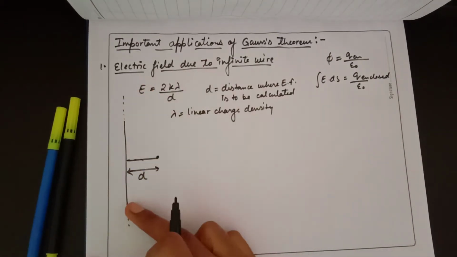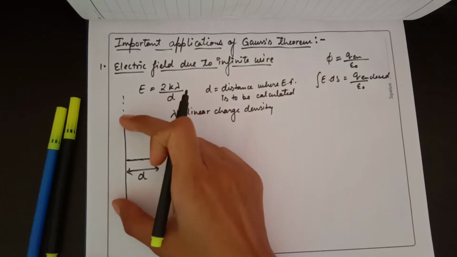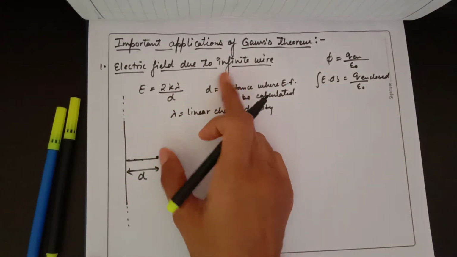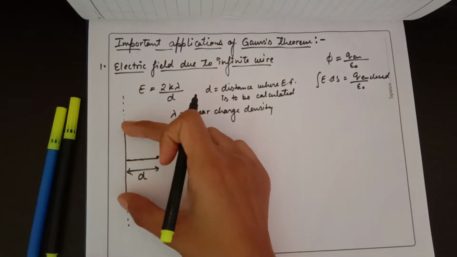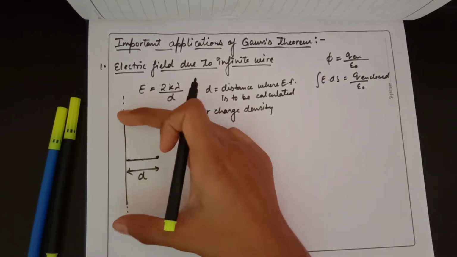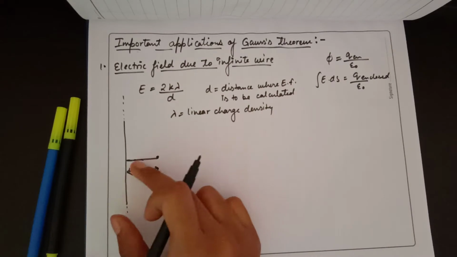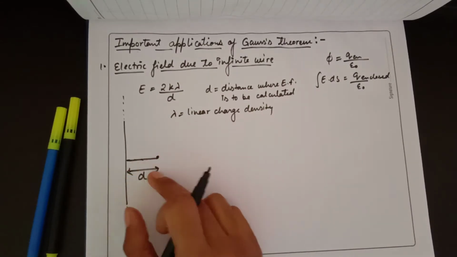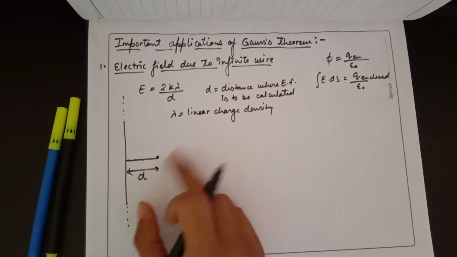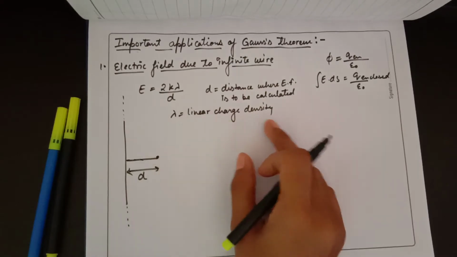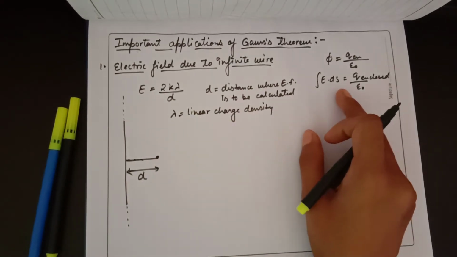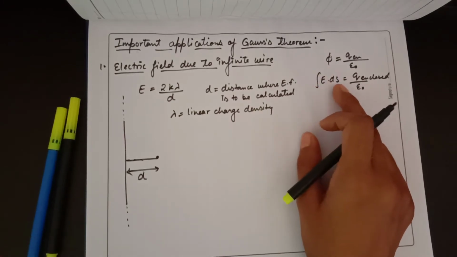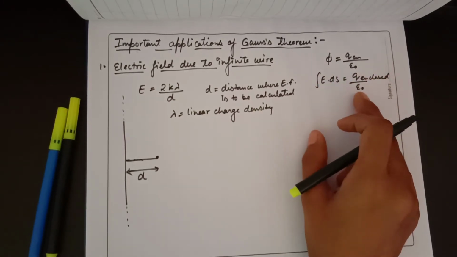Suppose this is an infinite wire. By infinite wire we mean a wire of infinite length, meaning we don't know how long it is, and I want to calculate the electric field at a distance d from it. So if lambda is the linear charge density, here I want to apply Gauss's theorem. What does Gauss's theorem say? The integration of E dS is equal to q enclosed divided by epsilon naught.